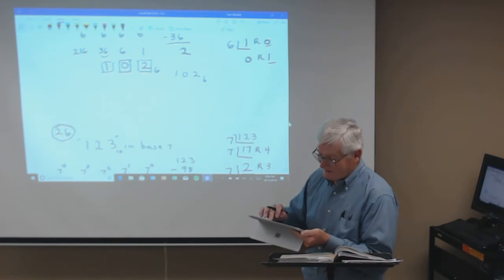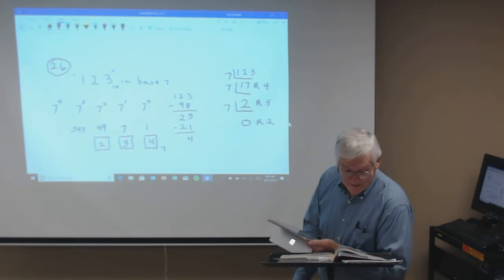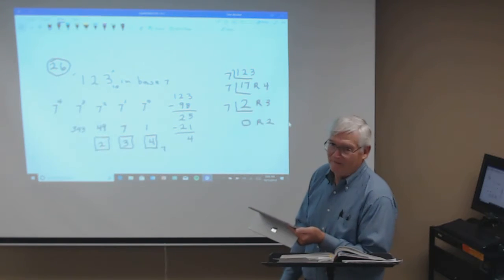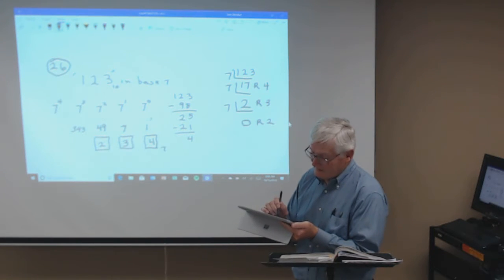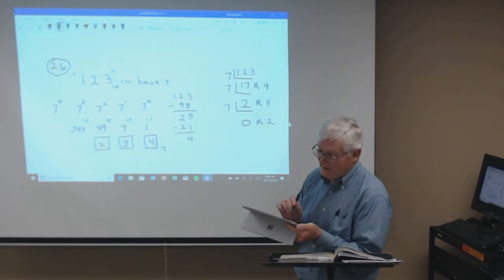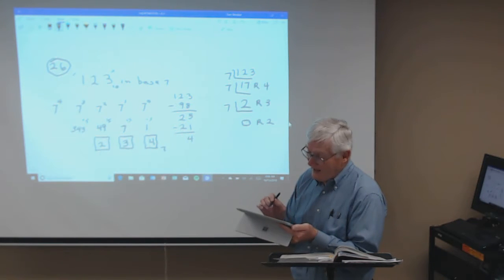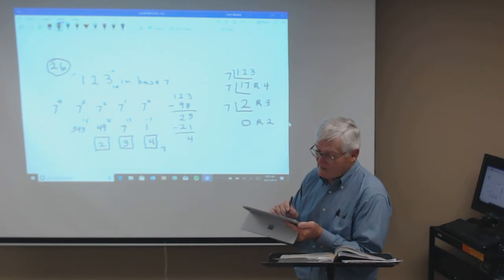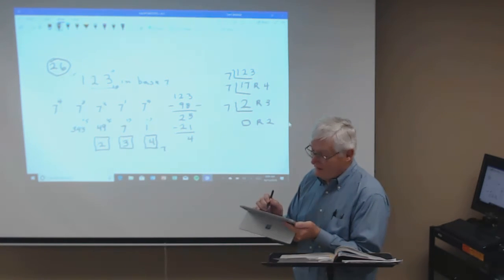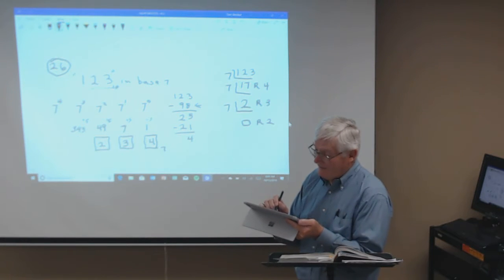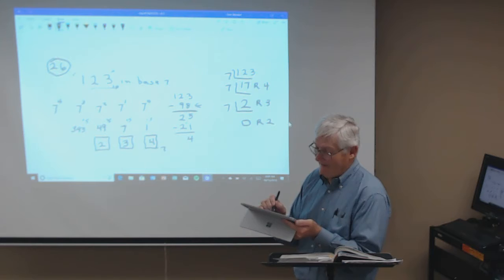Number 26. 26 says, write the number 123 in the base 7. So now I'm going to make 7 to the 0, 7 to the 1, 7 squared, 7 cubed, 7 to the 4th. And that's 1s, 7s, 49s, and 343s. Well, I don't use 343s, but how many 49s are there in 123? 2. 2 times 49 is 98. So I put 2 in this box and subtract 98 from 123, and I'm left with 25.